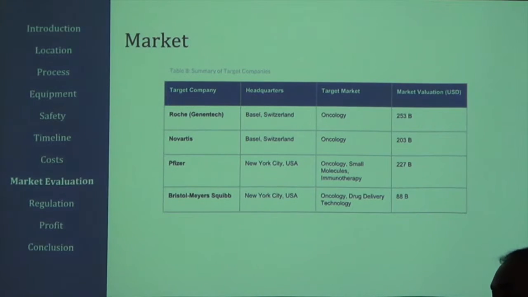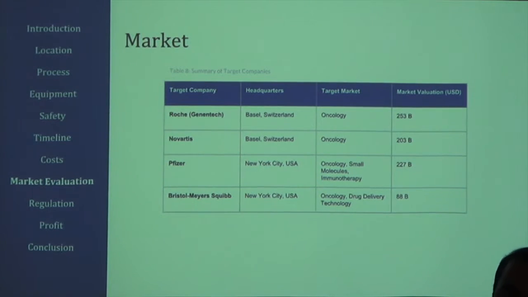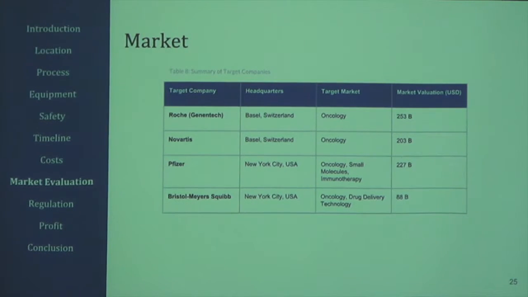So following the development and patenting, Dendroline will look to license its novel drug delivery system with an established pharmaceutical company to get a full FDA approval and also to scale up our manufacturing. And in this table you can see the target companies that we are trying to reach for partnering and licensing.